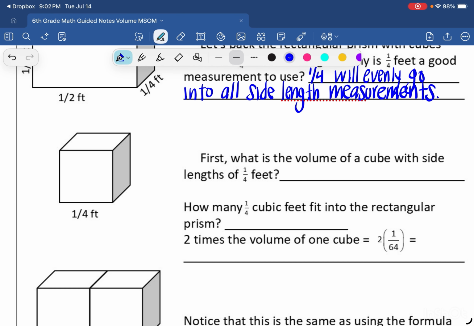First, what is the volume of a cube with side lengths of 1/4 feet? So if these are 1/4 long, 1/4 wide, and 1/4 high, to figure out the volume of that cube, I'm going to go 1/4 times 1/4 times 1/4. Multiplying the top, I get 1. 4 times 4 times 4 will give me 64. So the volume would be 1/64 cubic feet.